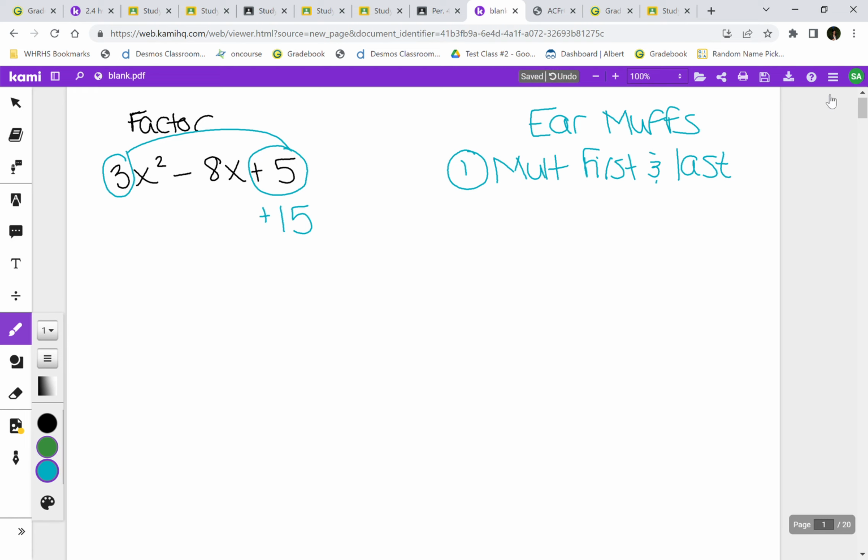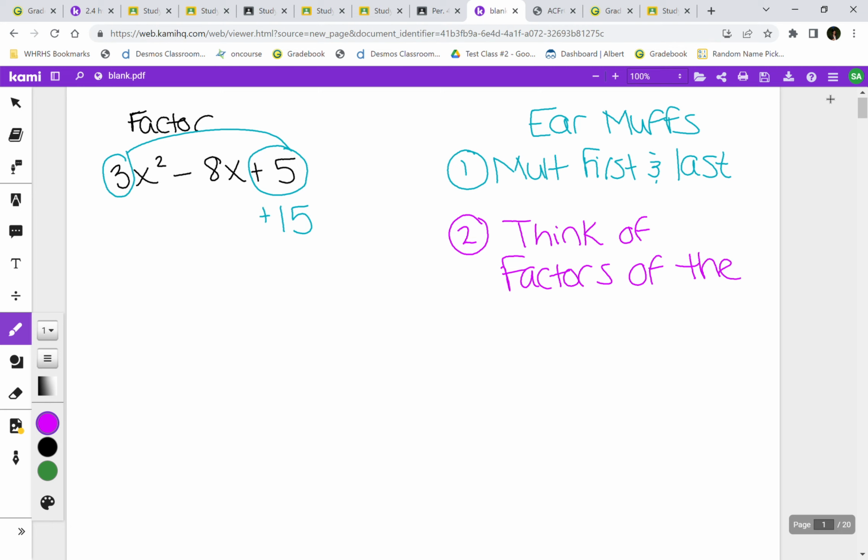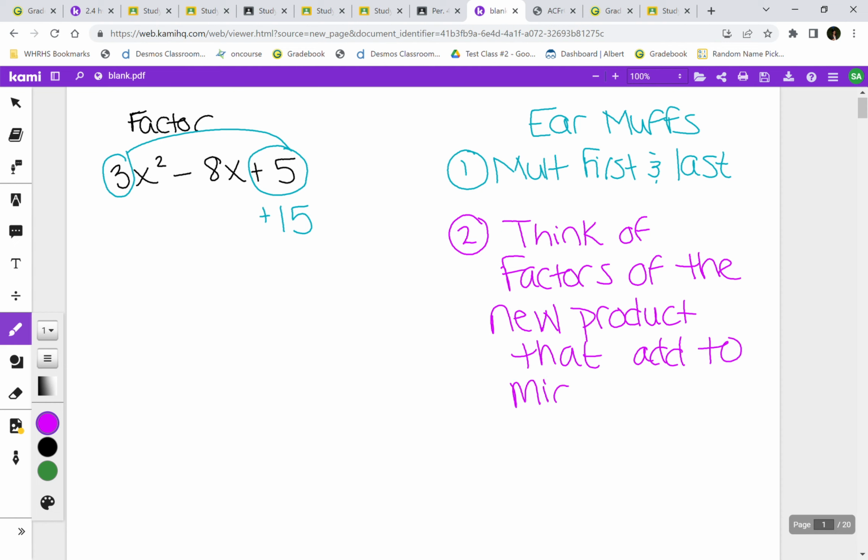So 3 times a positive 5 is a positive 15. Right, then what you want to do from that point is you are going to think of factors of the new product that add to the middle coefficient. So basically, I'm thinking of factors of 15 that add to a negative 8. So what are factors of positive 15 that add to a negative 8?